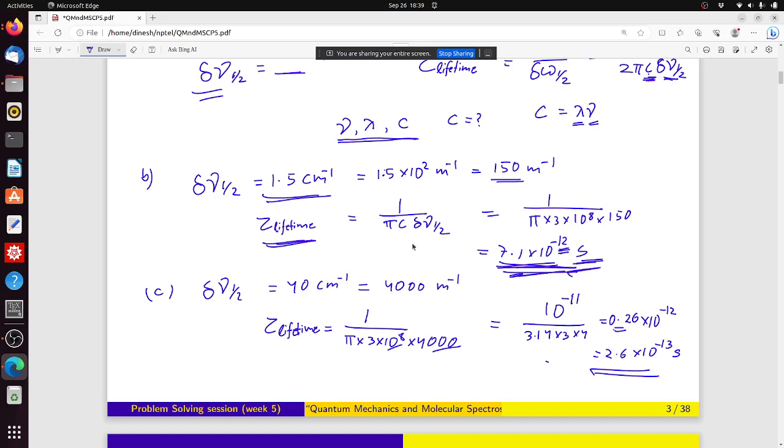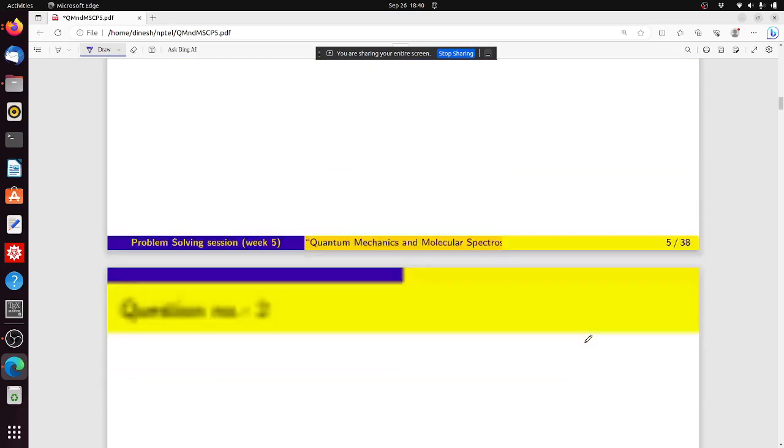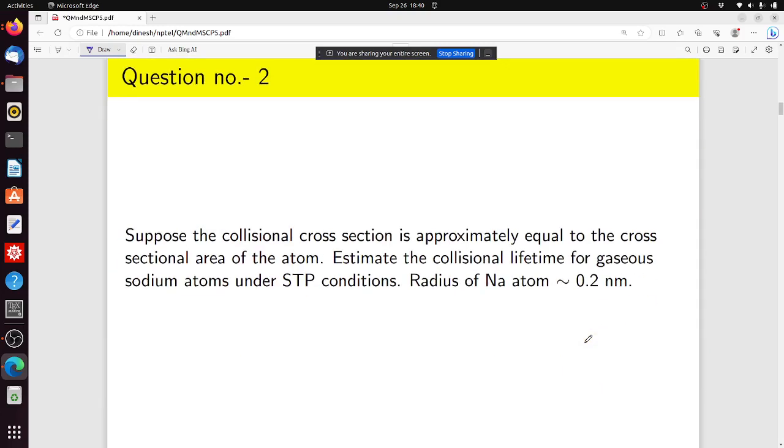Okay, so did you get this number for question number C? Yes, sir. Okay, very good. Then moving on to the next question. Suppose the collision cross section is approximately equal to the cross section area of an atom. Then estimate the collision lifetime of gaseous sodium atom under standard temperature pressure condition. The radius of this sodium atom is given as 0.2 nanometer.